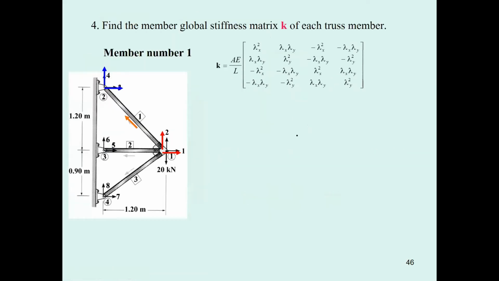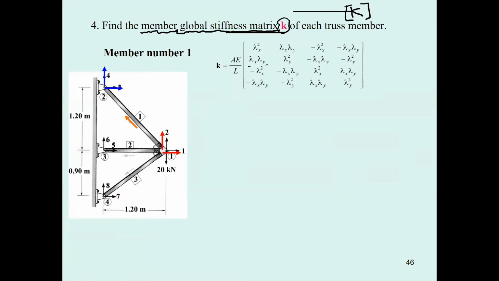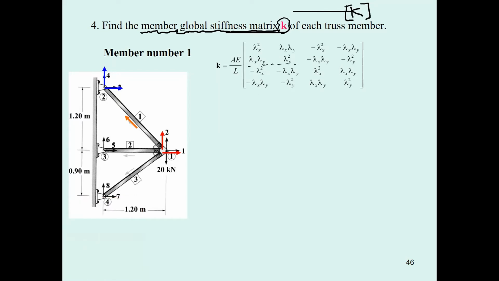And then we have to determine the capital K matrix, which is the stiffness of the truss. Before we can find the truss global stiffness matrix, we must find the member global stiffness matrix, or small k matrix here. And as we mentioned before, the small k matrix has a special character in which it can be divided into 4 portions. Let's put it in this way, okay, and then put it in this way.